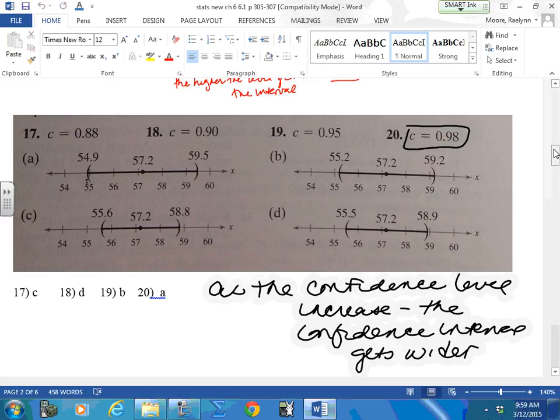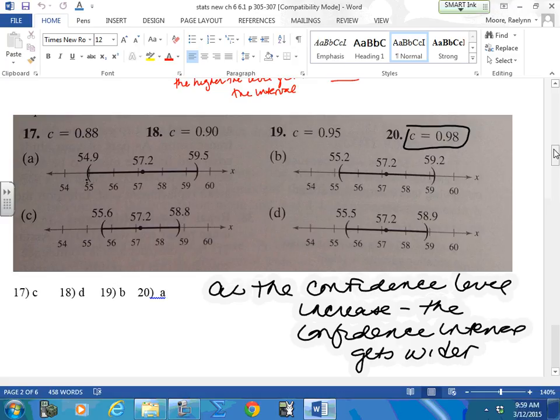Just go by this. Go by the confidence level. As your confidence level increases, your interval gets wider. Make sure you use wider. Much easier. And make it make sense. And don't say gets larger. Listen carefully. Don't say larger.